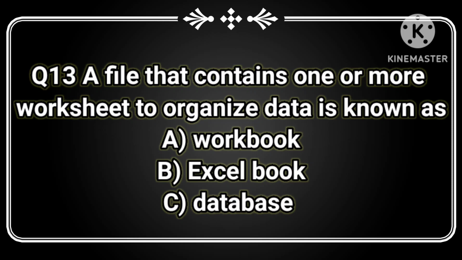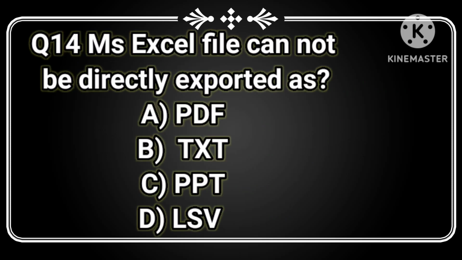Next question. A file that contains one or more worksheets to organize data is known as? A. Workbook, B. Excel book, C. Database. Correct answer is Workbook. Next question. An MS Excel file cannot be directly exported as? A. PDF, B. TXT, C. PPT, D. CSV.